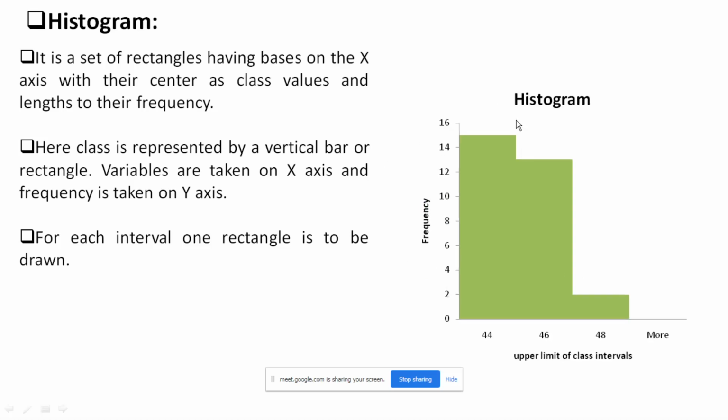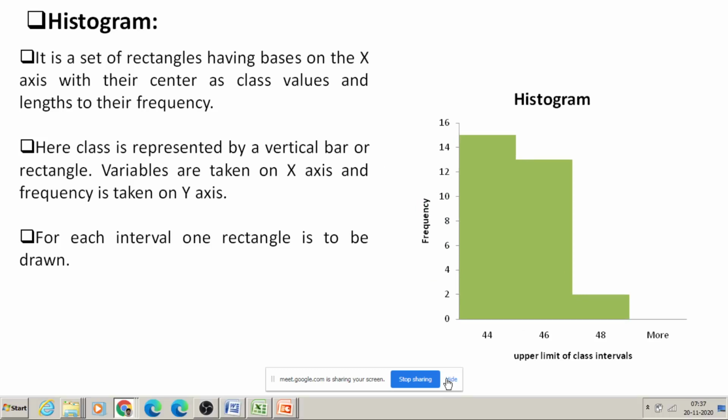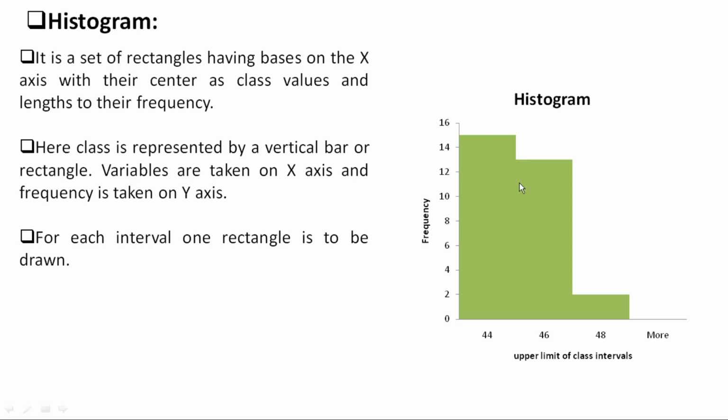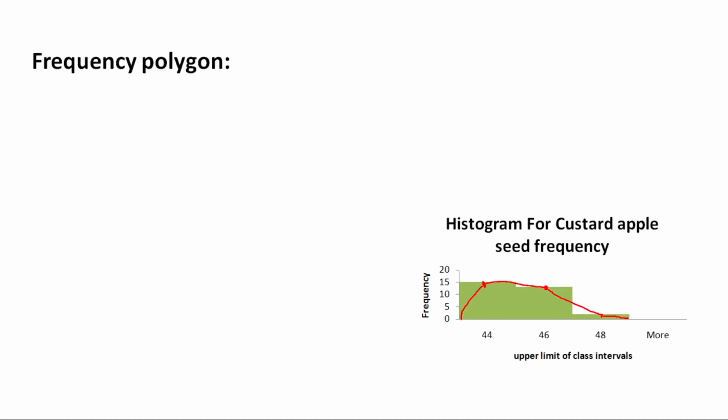If it was a bar diagram, there would be a gap between these two vertical rectangles, and these are actually referred to as class intervals, or sometimes the middle values or classes. So this is the basic idea about the histogram, which may tell you a lot about that particular numerical data. How to make it, we'll discuss later on.